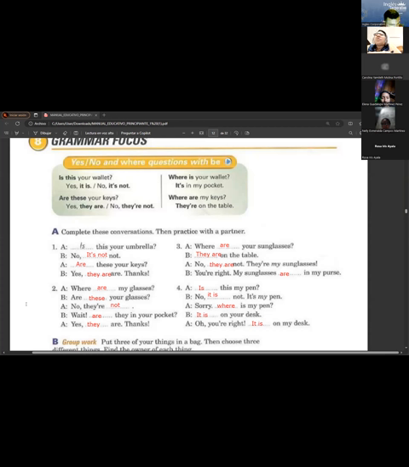Where are your sunglasses? They are on the table. No, they are not. They are my sunglasses. You are right. My sunglasses are in my purse. Is this my pen? No, it is not. Where is my pen? It is on your desk. You're right. It is on my desk. Excellent. Very good.